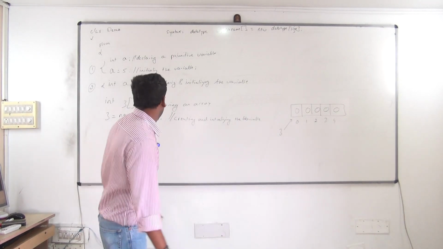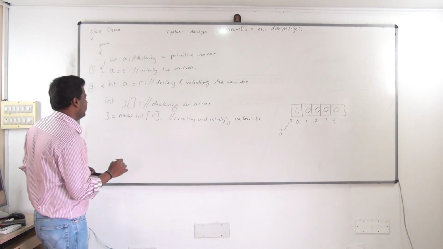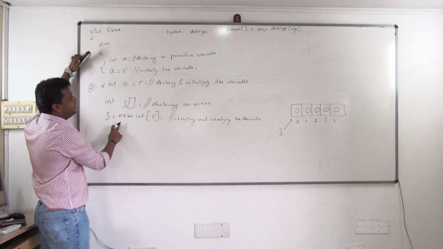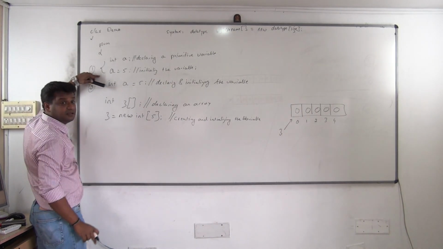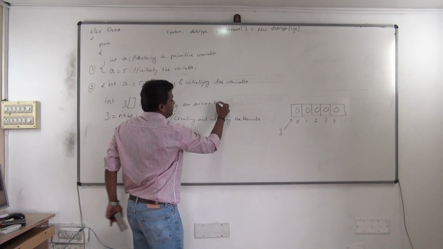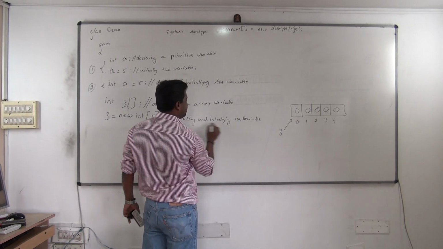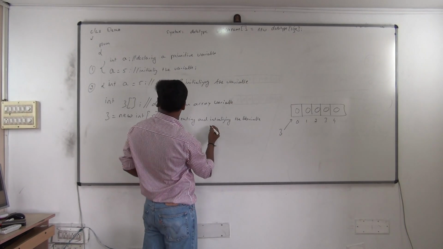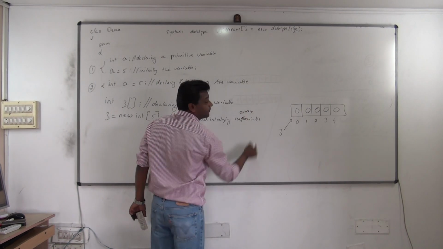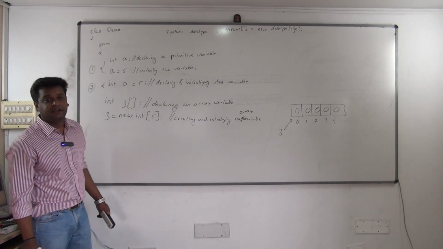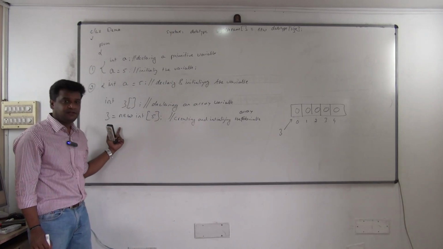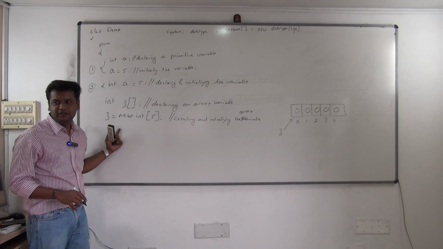One more thing, a very important thing. See, are you comparing this with this now? This is how you declare a primitive variable and this is how you initialize the primitive variable. This is how you declare an array variable, and this is how you initialize the array variable. Creating the array and initializing the array variable. Only z is initialized, but the values in the array have not been initialized.